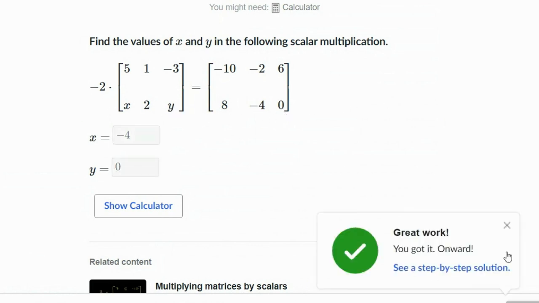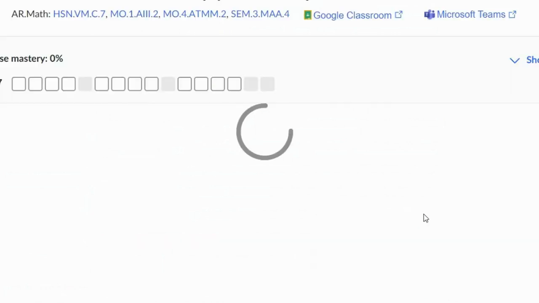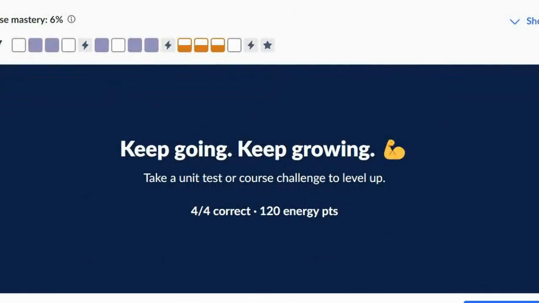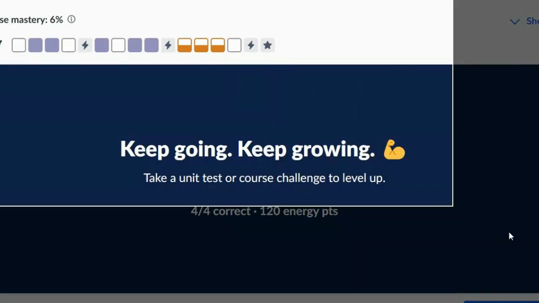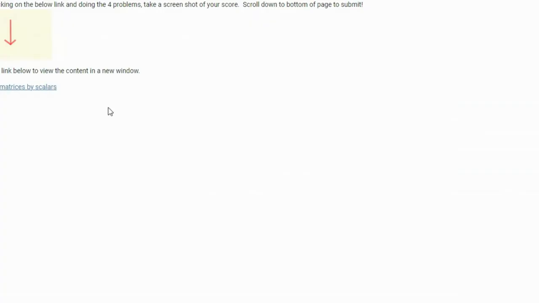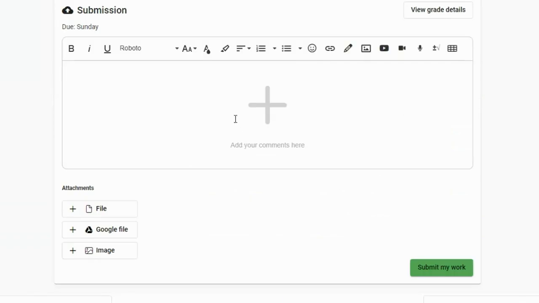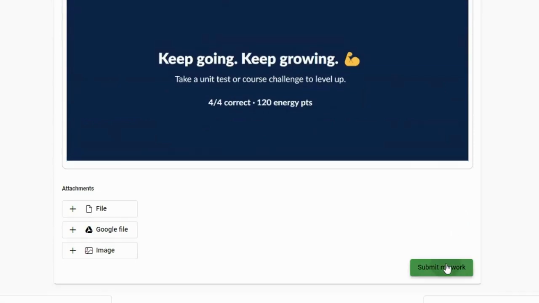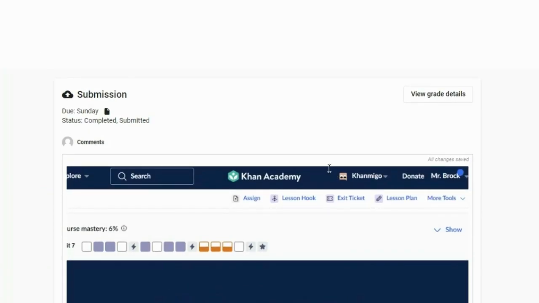So, good work. So here's the page you want to screenshot. This is 4 out of 4 correct. So let's take a picture of that. That's what we want to turn in. That's what we want to go back to Buzz with. 4 out of 4. All right, scroll down. There it is. Submit my work. Okay, so we're done with the first assignment.